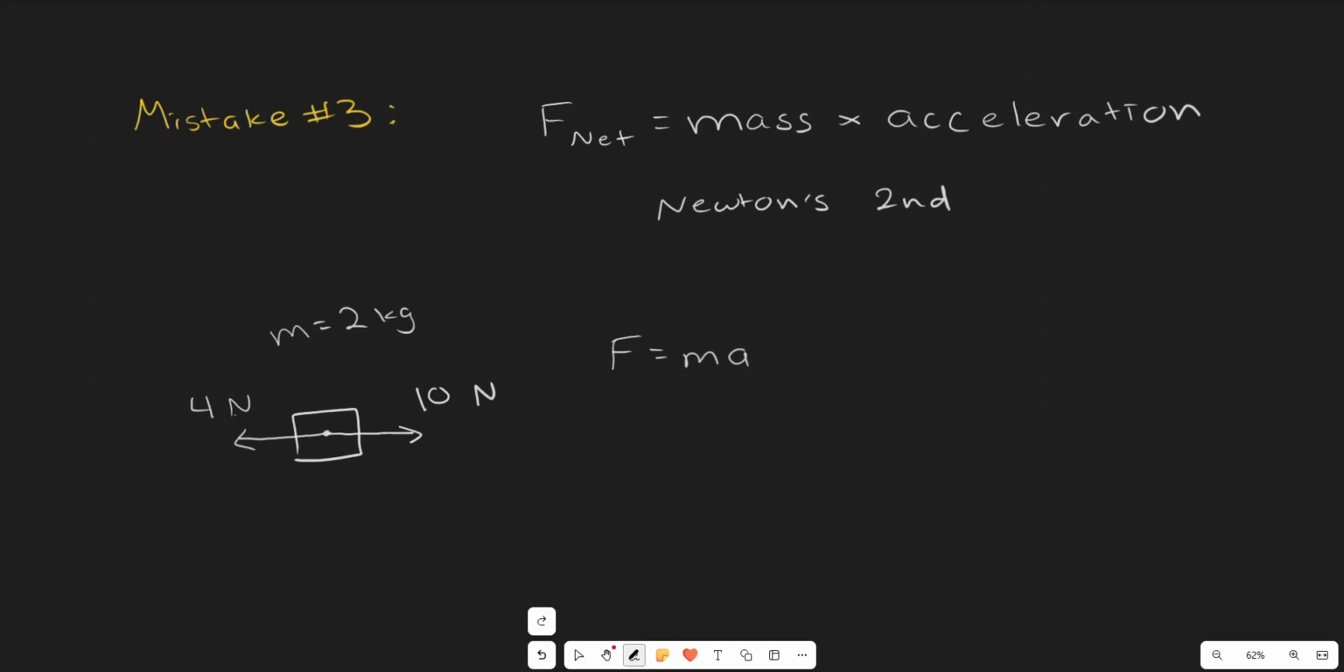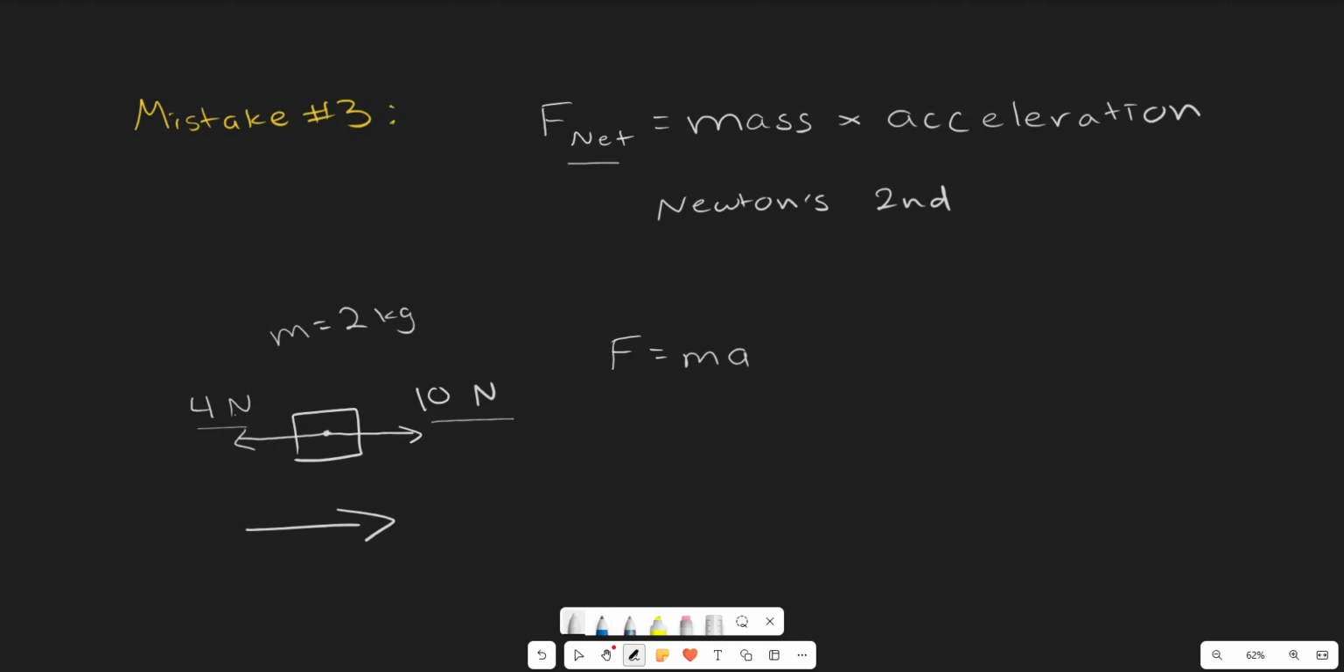The mistake here is that some people just plug in the force to be 10, the force that's acting in the direction of the object. But we can see that there's a frictional force that's counteracting that force. So the net force, which means the sum of all the forces acting on the object, can't be just 10 because the frictional force is opposing it.